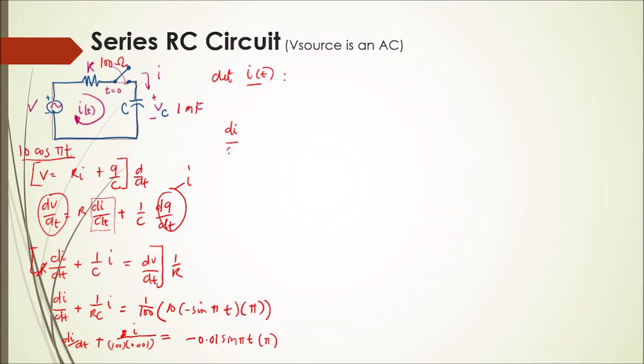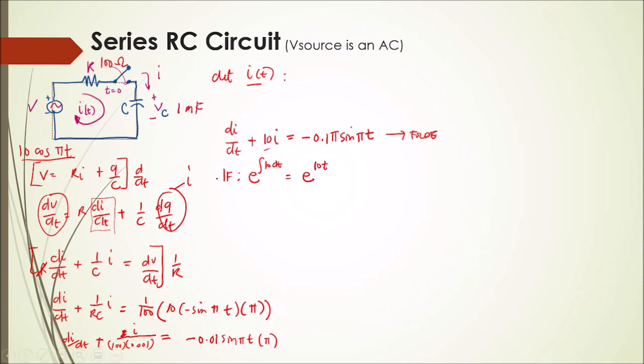Our di over dt plus 10i becomes equal to negative 0.1 pi sine pi t. So, what is our integrating factor? This is our P of x. Then, this is e to the integral of 10 dt. So, it becomes e to the 10t. So, this is our integrating factor.